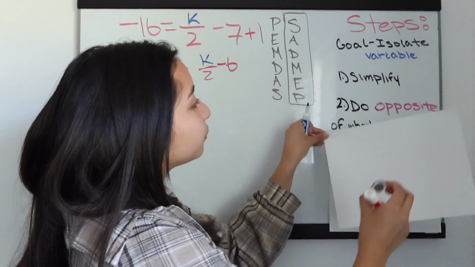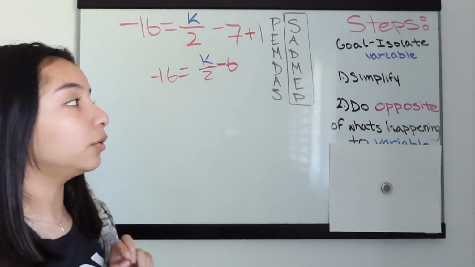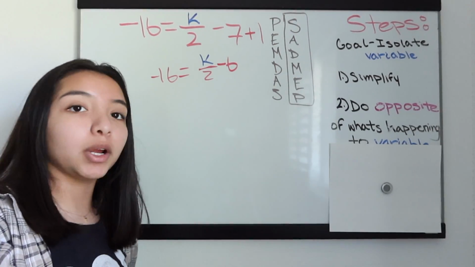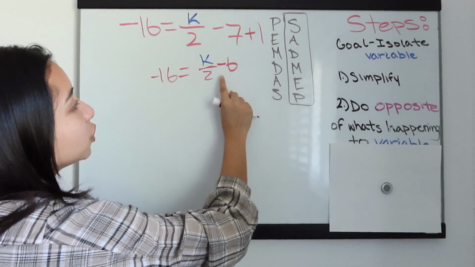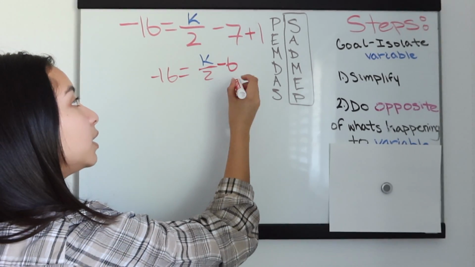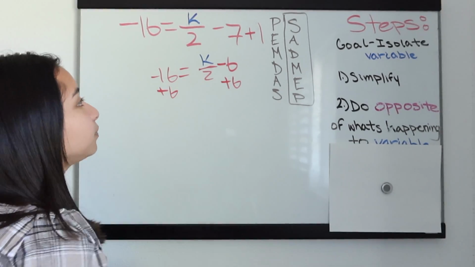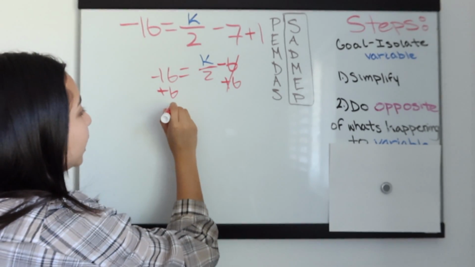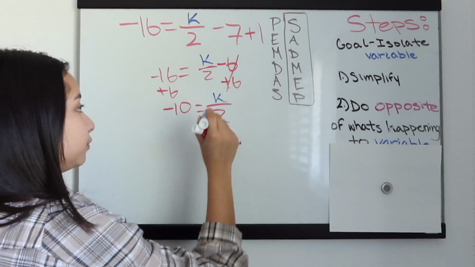Step number 2 is to do the opposite of what's happening to the variable. So we're going to look at our reverse order of operations. We will first be dealing with the addition and subtraction. So we do have minus 6. We're going to do the opposite of that, and the opposite of subtraction is addition. So we will add 6 on both sides of the equation. This crosses out to 0, and this would be negative 10 is equal to k over 2.